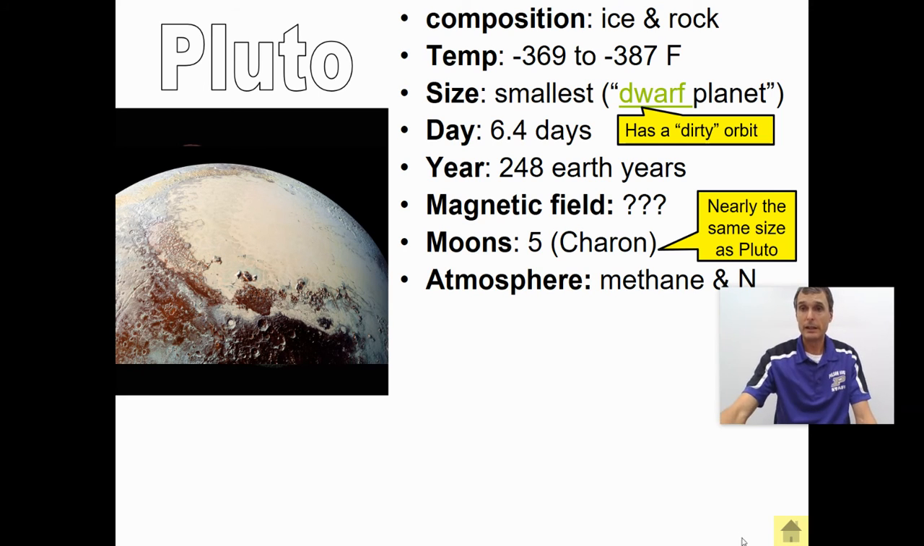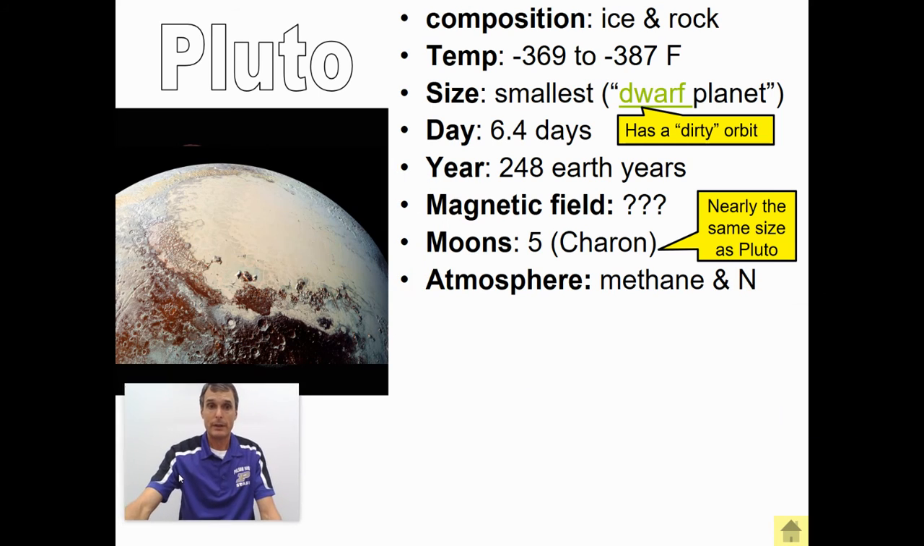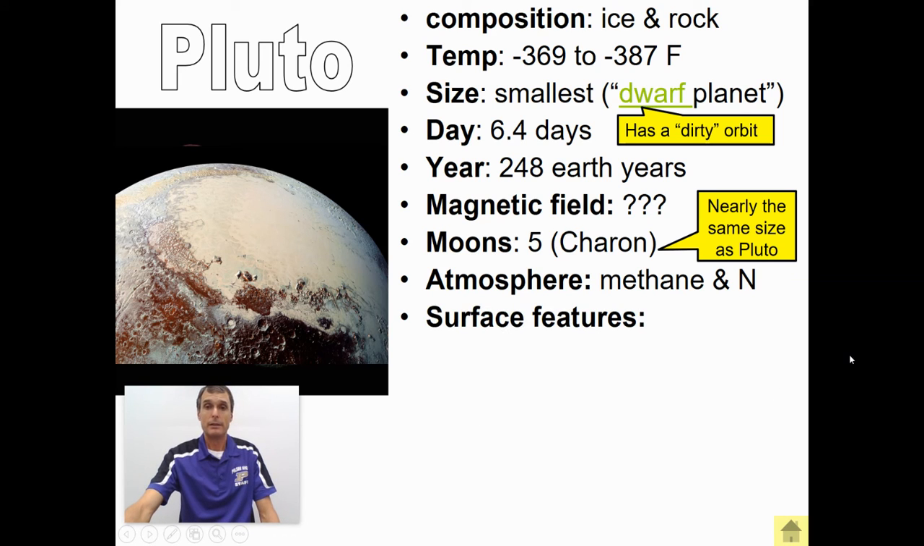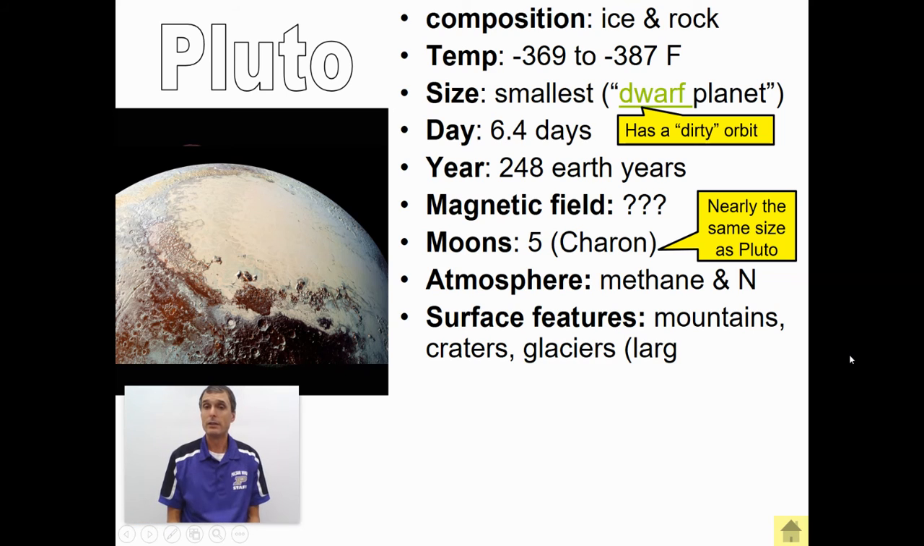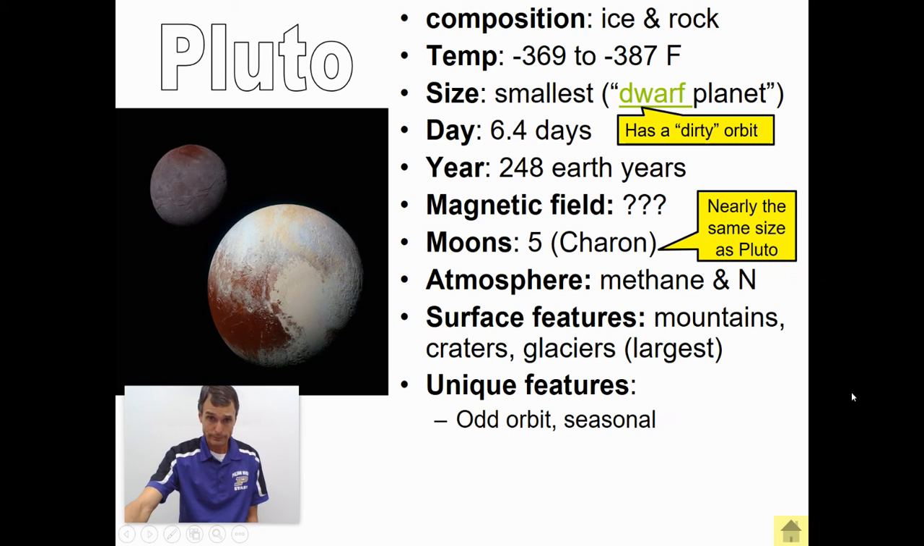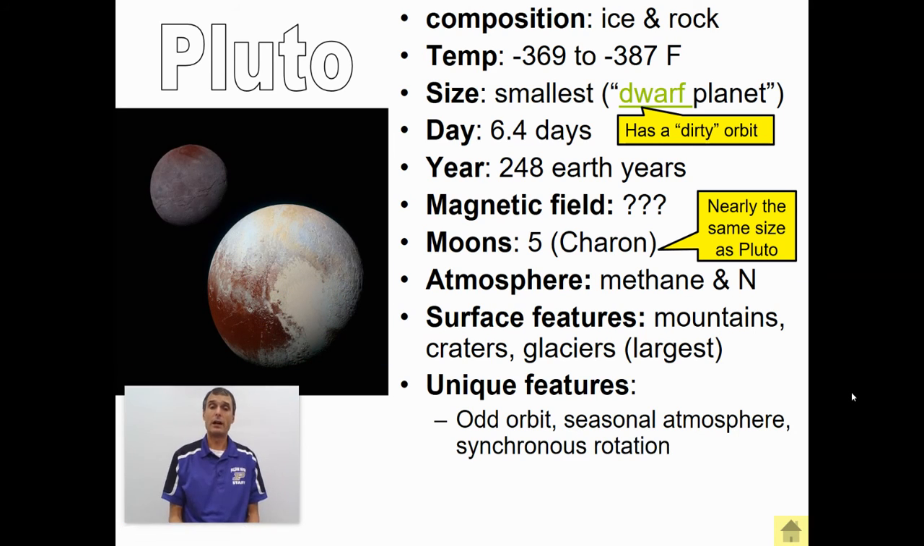It does have an atmosphere. In that atmosphere is nitrogen and methane. The surface features: it has mountains, it has craters, and it has the largest glacier in the solar system. Some of those mountains are 11,000 feet tall, like the Rocky Mountains. So that's pretty wild. Some unique features: it has an odd orbit, which means it's tilted 11 degrees off of the orbit of all the other planets in our solar system. And it's actually more elliptical, stretched out. So there are some times where it's farther away and sometimes where it's closer. It's actually inside the orbit of Neptune at times, so closer to the sun than Neptune is.